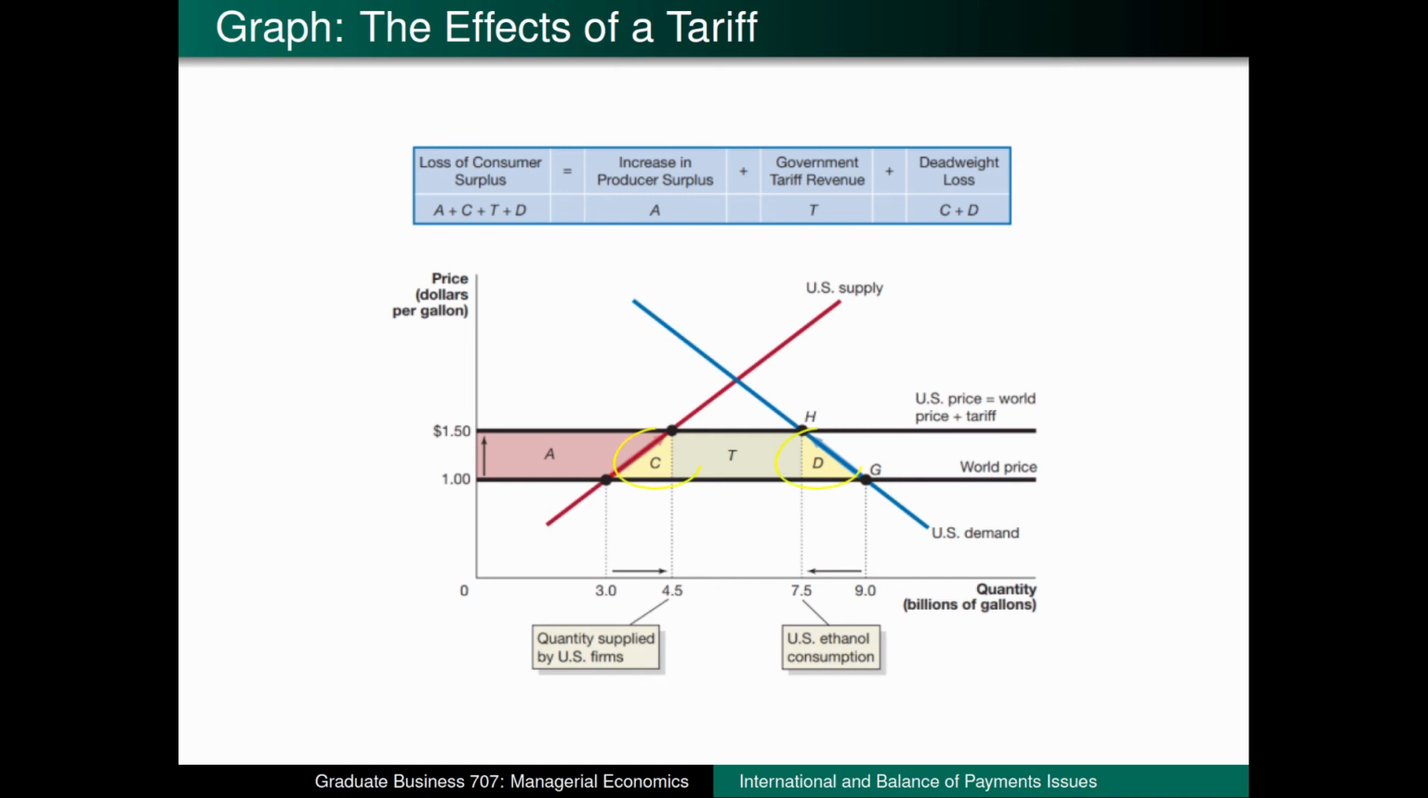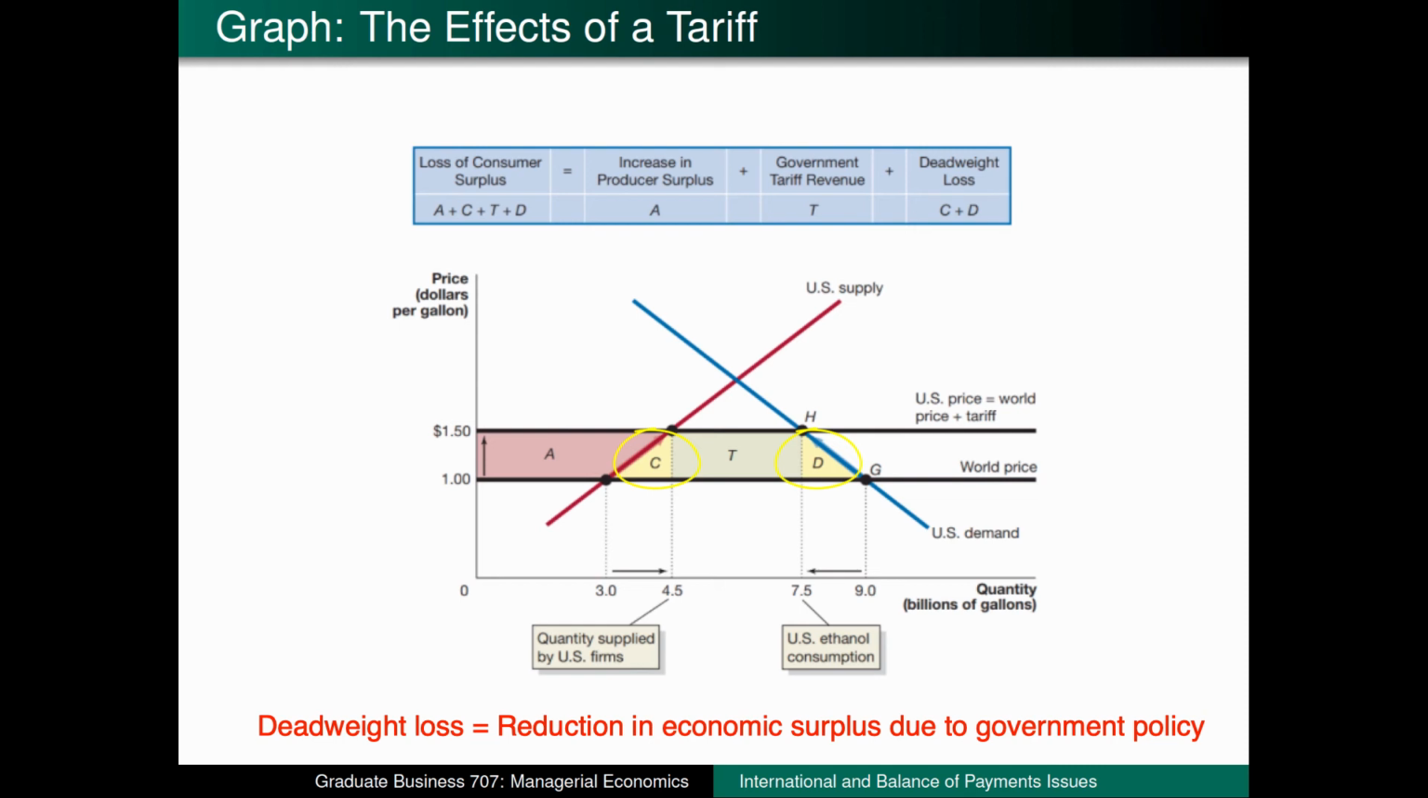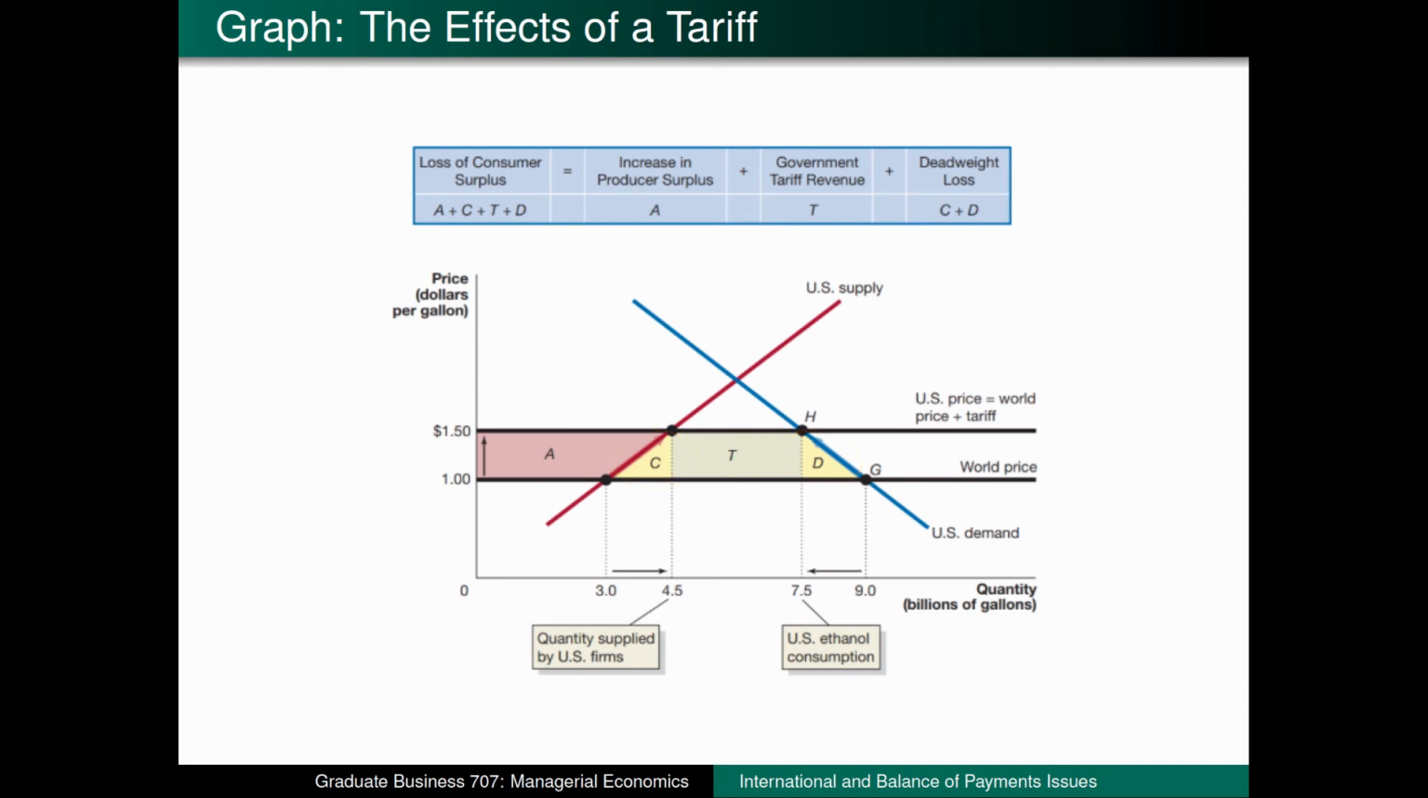So what are these yellow triangles labeled as C and D? This used to be part of consumer surplus in our previous graph, but now it's not part of consumer surplus, nor producer surplus, nor government surplus. It just doesn't exist in the economy anymore. Economists refer to this as deadweight loss, since it represents how much economic surplus is lost due to the government policy. In other words, the economy as a whole suffers from a tariff by the amount of the deadweight loss. So at the end of the day, American companies and the government win from a tariff at the expense of American consumers and the overall American economy.